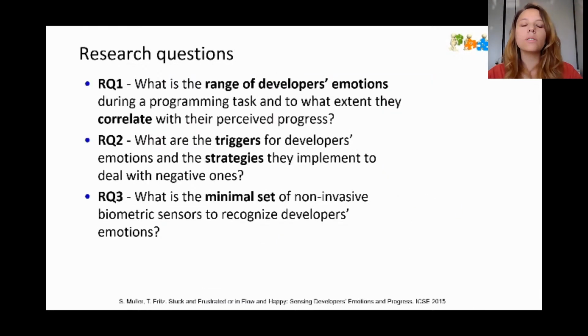So during our study, we investigated three main research questions. First of all, we tried to identify which emotions developers experience during a programming task and whether they correlate with the perceived progress. Secondly, we tried to identify the triggers for developers' positive and negative emotions, as well as the strategies that developers implement to deal with the negative emotions. Finally, we tried to identify the minimal set of non-invasive biometric sensors in order to recognize developers' emotions.